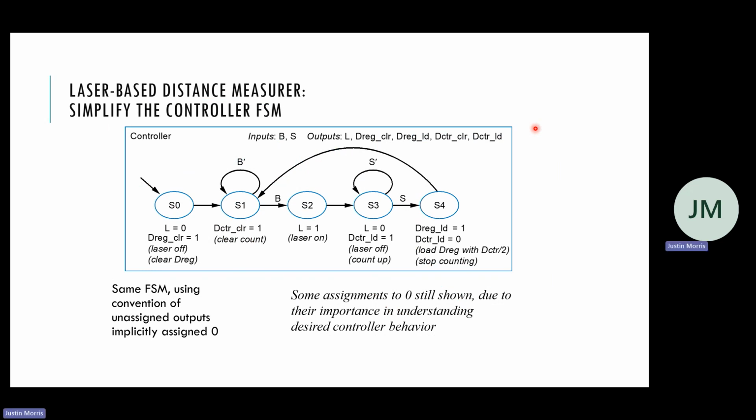So this is just the simplified view, right? We removed all of the things that are not necessary. So we did keep the laser as 0 here just to indicate that it did turn off. And we also did keep that data counter load does turn to 0 here. Because it's important to know the distinction that it is on here, but when we transition from S3 to S4, once we're in S4, we don't want that load to be on anymore.